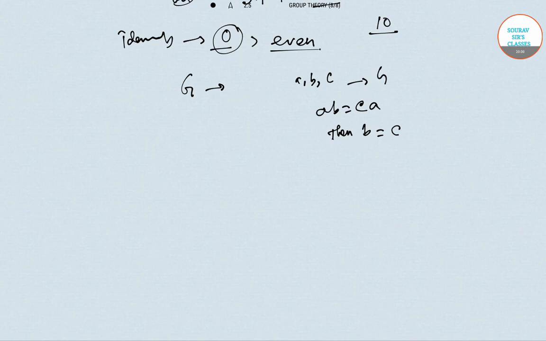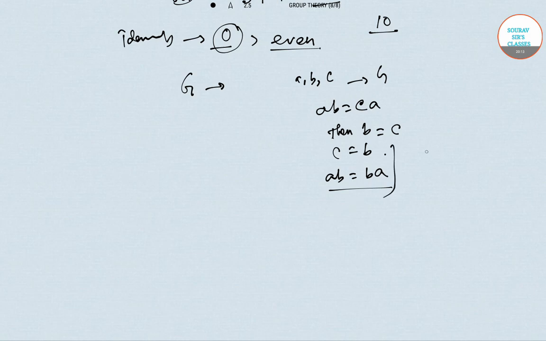So ab equals ca implies b equals c. If we take c equal to b, then we get ab equals ba. With respect to this structural pattern, ab equals ca, and if we just replace c with b, we can say ab equals ba. Remember that c is being replaced by b here. So ab equals ba, which is nothing but the property of an abelian structure. So hence it's an abelian group. Very simple mathematics once you know the entire structure.